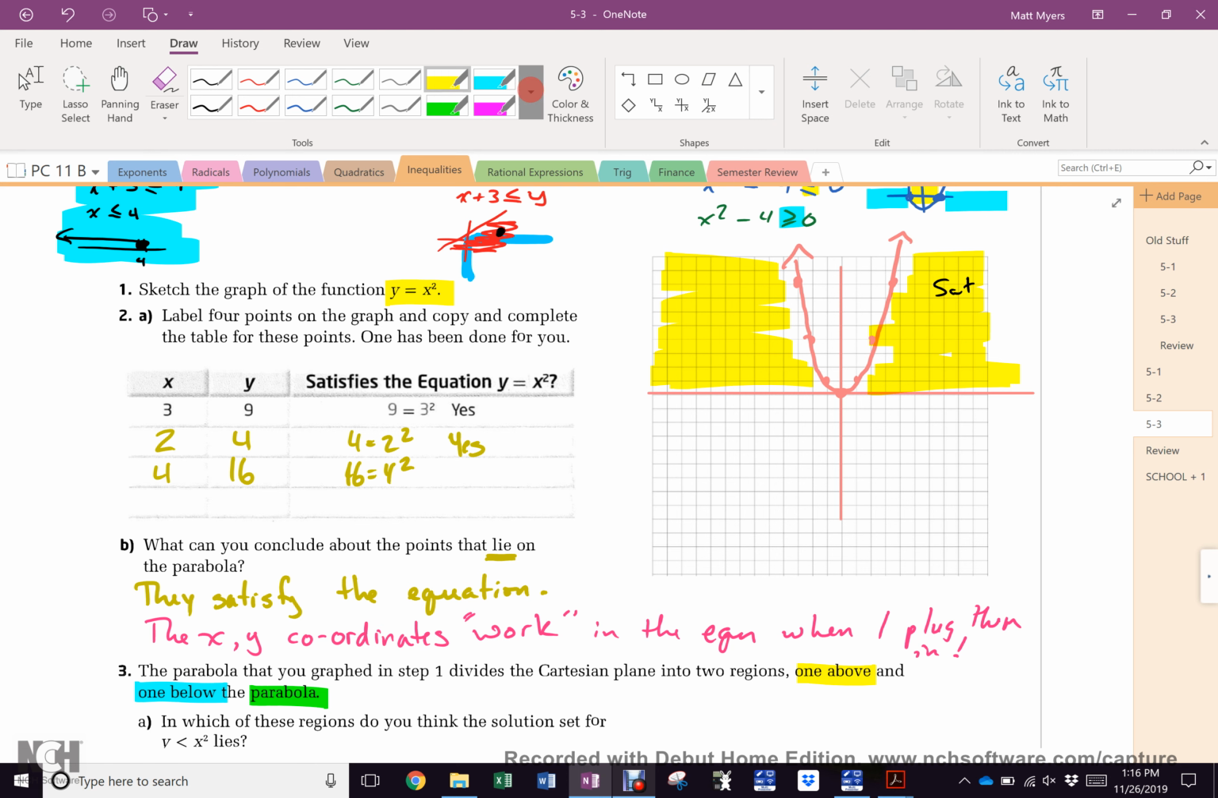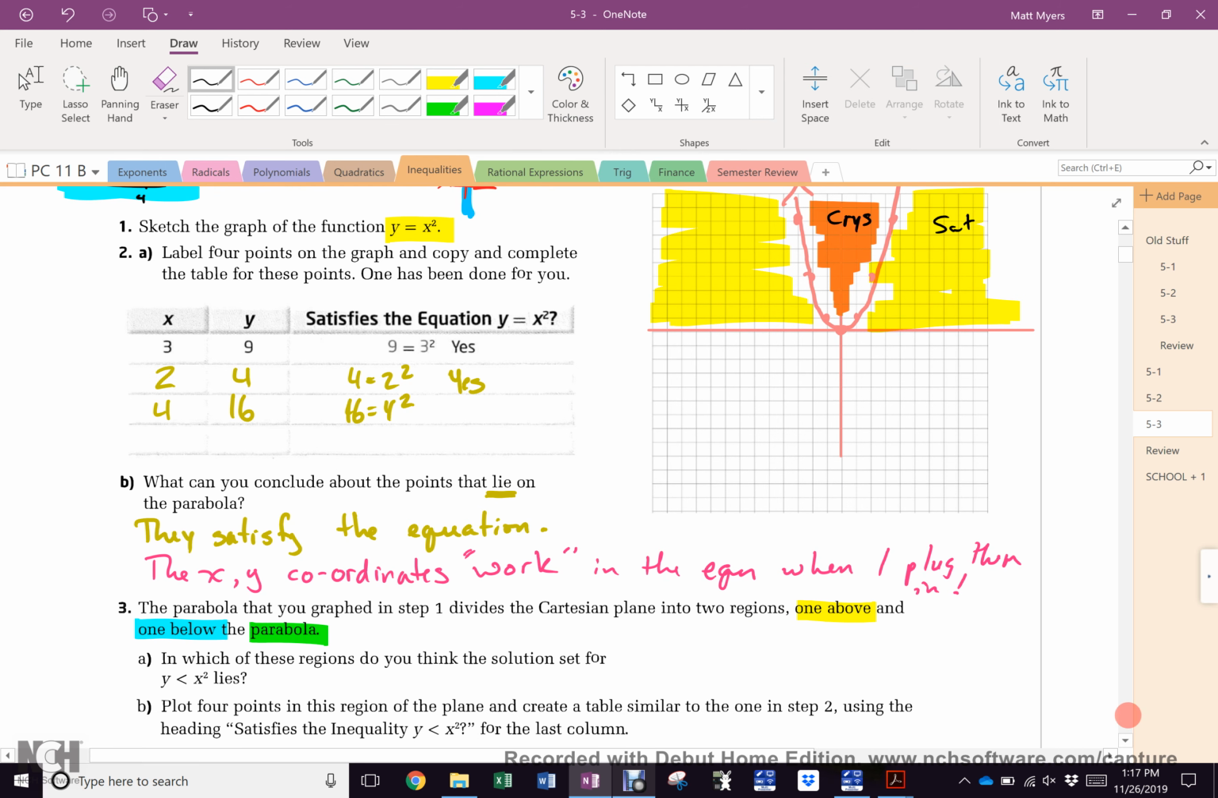So Crystal thinks, and I'll use yellow, not a highlighter. Oh, even though that comes out looking the same. Let's use my orange highlighter. It doesn't really look much like a highlighter, does it? And that is Crystal. Okay. Everyone cool? Two choices. Anybody want to go anywhere else? All right. So let's talk about which one of those might be right.